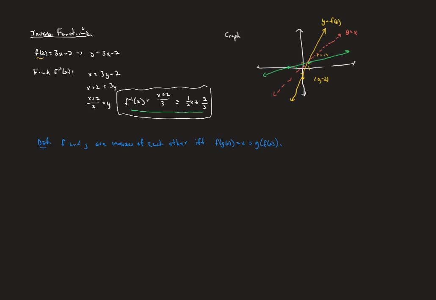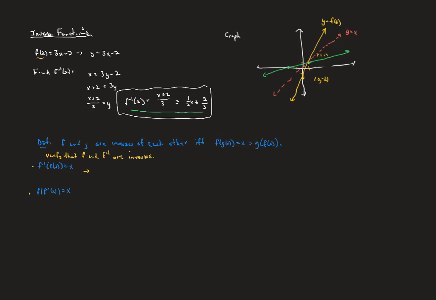So what must be true then is that f inverse of f of x must equal x, and f of f inverse of x must also equal x if these are inverses. So I'm going to ask you to verify that the f and f inverse that we just found are in fact inverses. So what that means is we have to show that these two things are true.